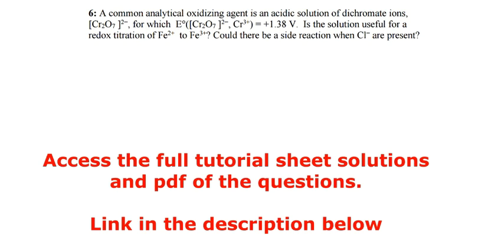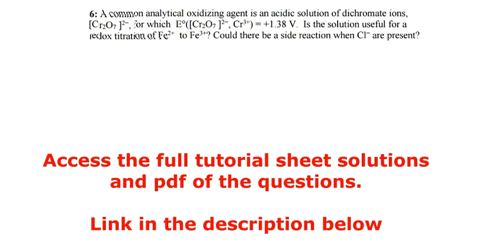A common analytical oxidizing agent is an acidic solution of dichromate ions, which is a solution used for a redox titration of iron 2 to iron 3. Could there be a side reaction when chloride ions are present? Okay, so that's the question at hand. Please feel very free to pause the video and try it out.